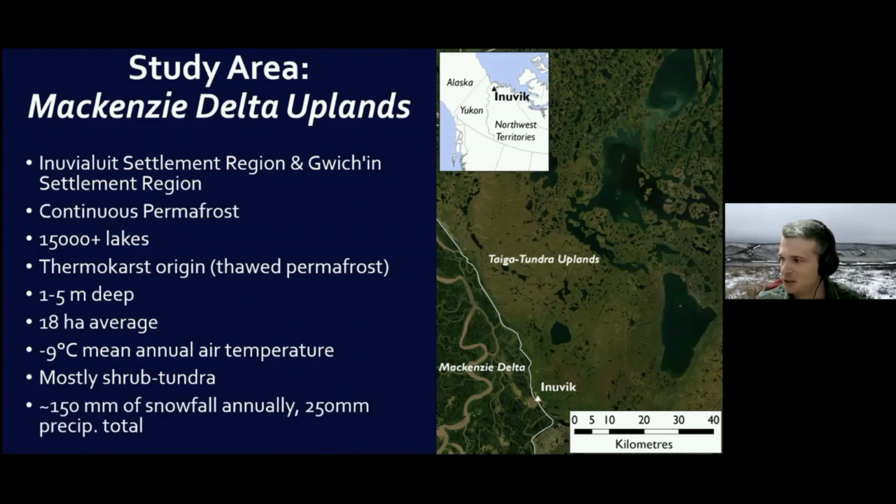And there's about 250 millimeters of precipitation annually in this region, and about 150 millimeters of that is snowfall. So we're interested in snow and snowmelt runoff because it represents a large source of water for lakes in this region. And a process I'll just give a bit of background to, because it's important to understanding all the results, is a process called snowmelt bypass.